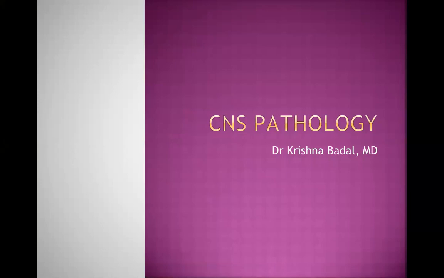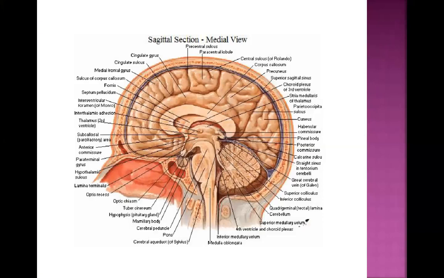Central nervous system pathology. And as always, the first topic is about relevant anatomy and a bit of physiology, so that pathology understanding would be very easy for you. Okay, now look at the sagittal section of the brain. This is a medial view. There are so many structures of our central nervous system there.